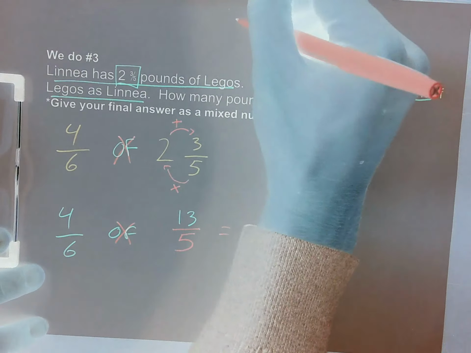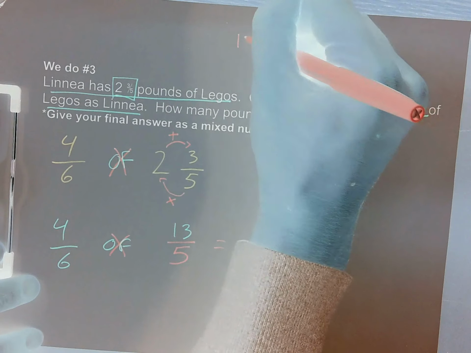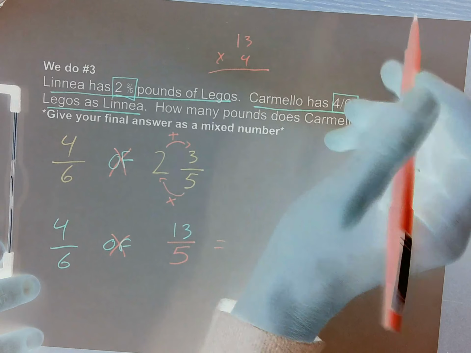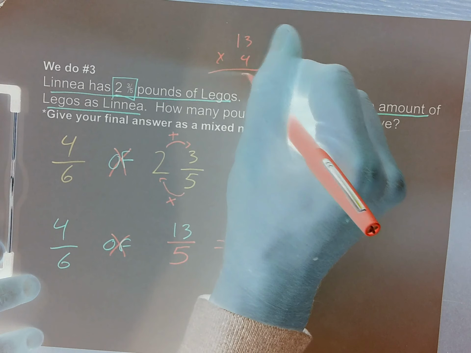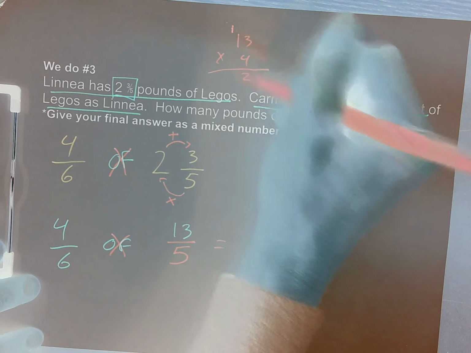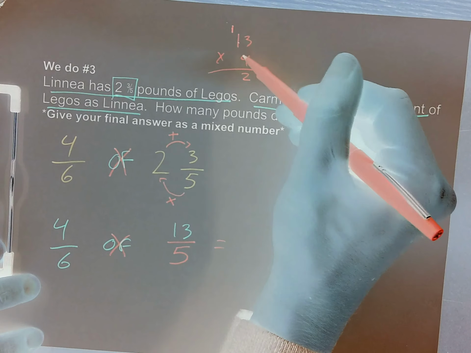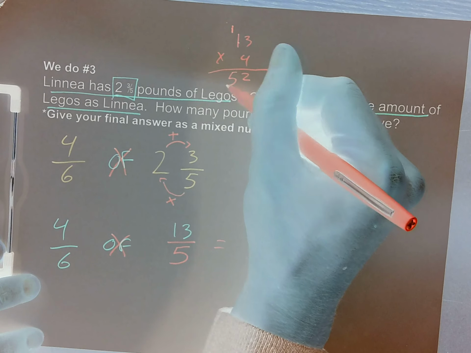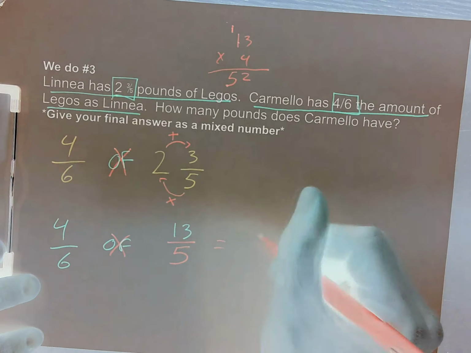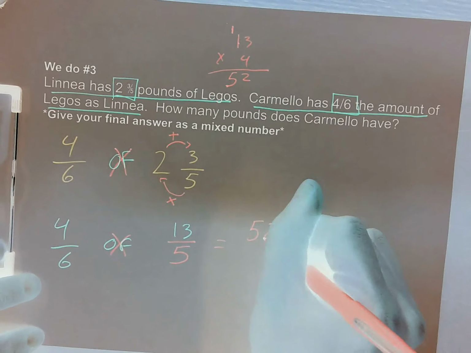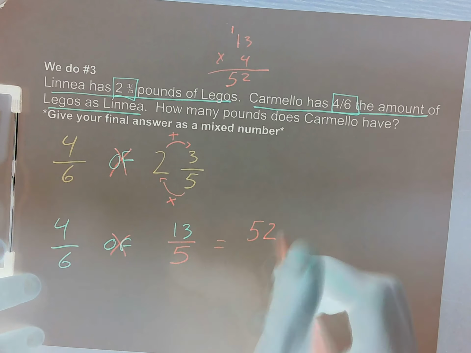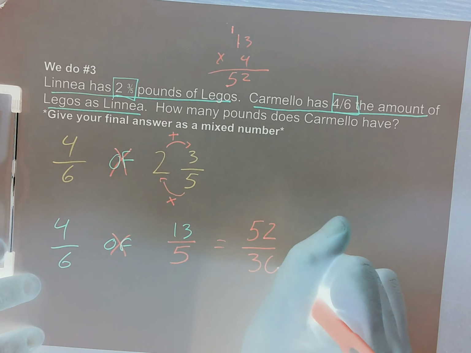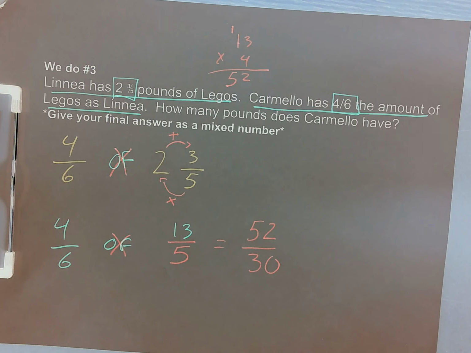I'll go up here to solve 13 times 4. 3 times 4 is 12. I'll leave the 2. Carry the 1. 1 times 4 is 4. Plus 1 more is 5. 13 times 4 is 52. And I know that 6 times 5 is 30. So here's how many pounds Carmelo has, 52/30.